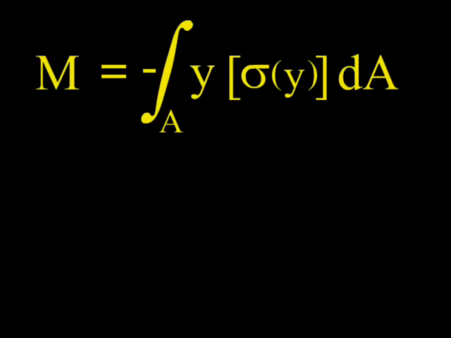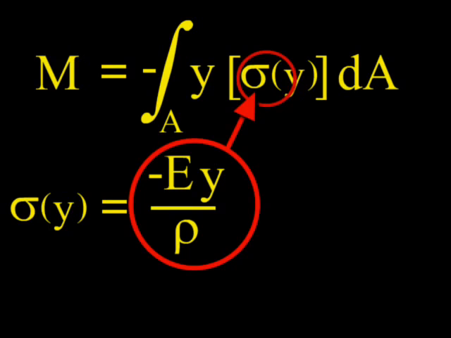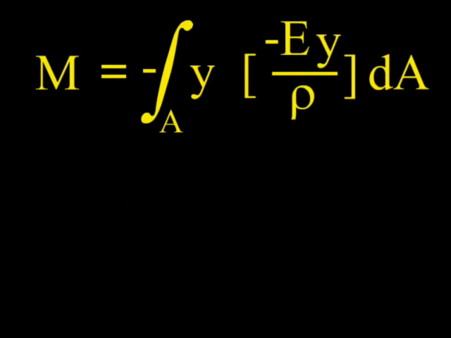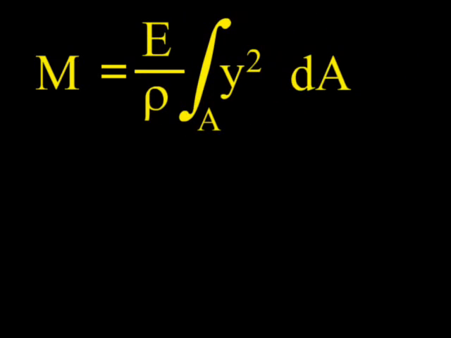In elastic conditions, stress can be calculated using Hooke's law, so we can substitute minus E times y over rho into the moment equation. The two negatives cancel out, and we can change y times y to y squared. We can then bring E over rho outside the integral sign, since they do not change from place to place over the cross-section.